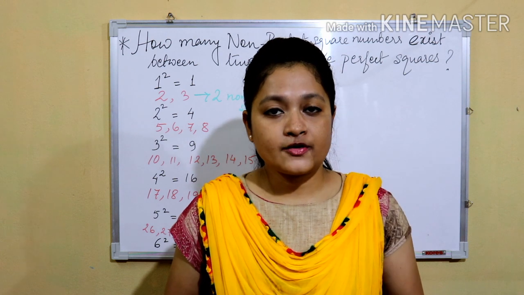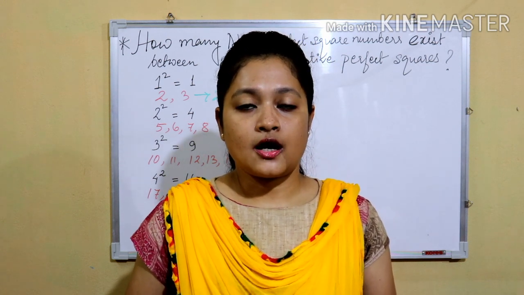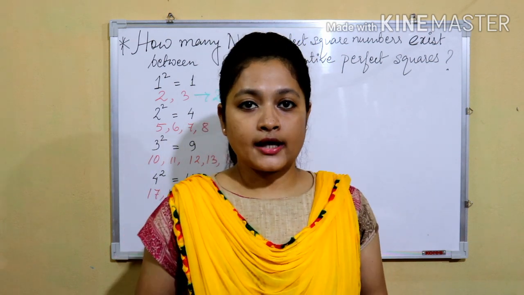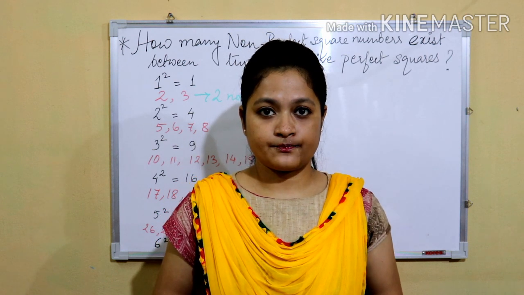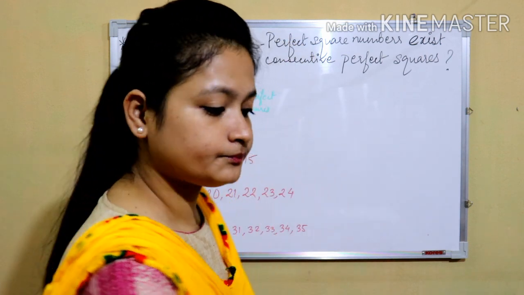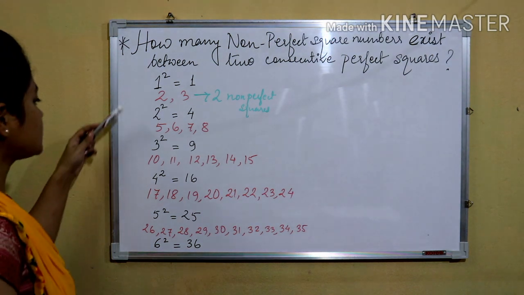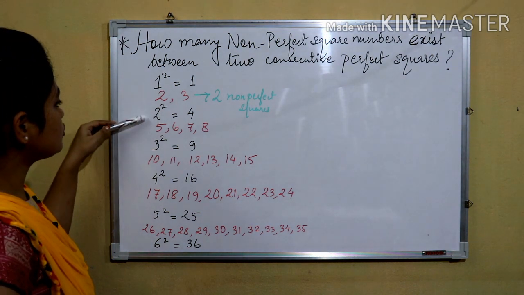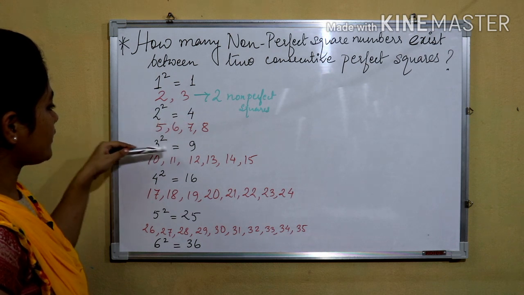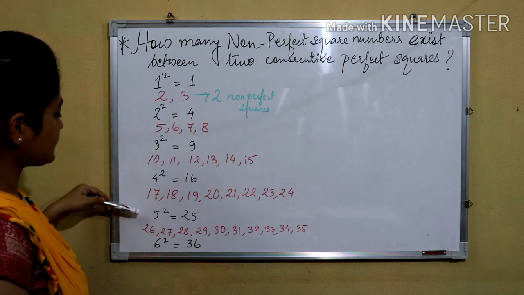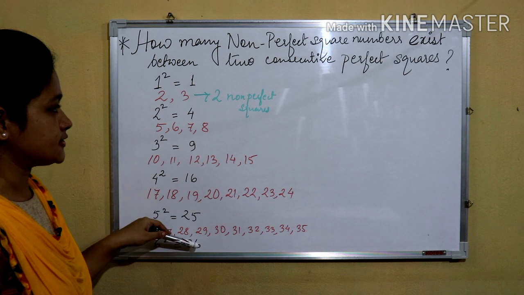Non-perfect square numbers are those numbers which lie between perfect square numbers. Let us see. How many non-perfect square numbers exist between two consecutive perfect square numbers? So I have written a chart here. 1 square 1, 2 square 4, 3 square 9, 4 square 16, 5 square 25, 6 square 36.